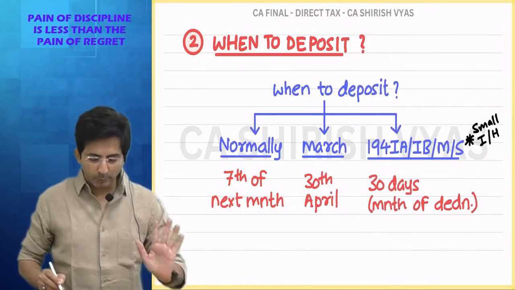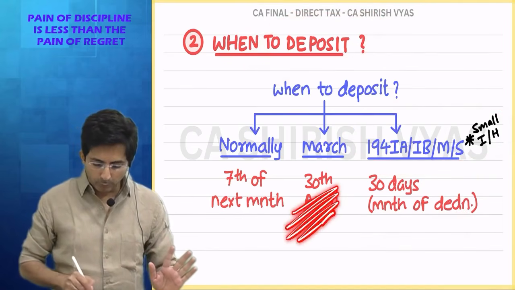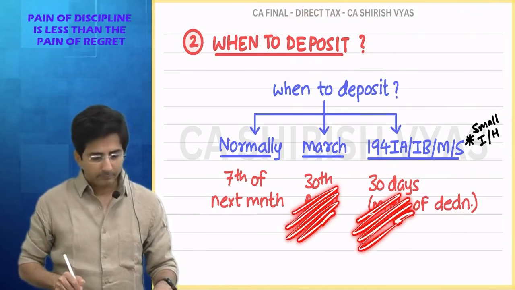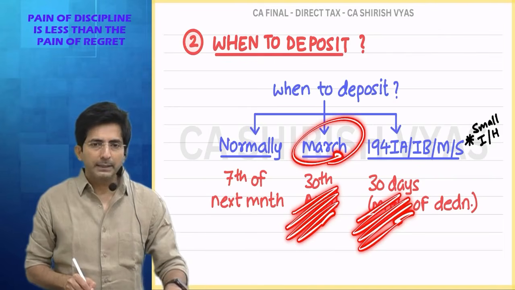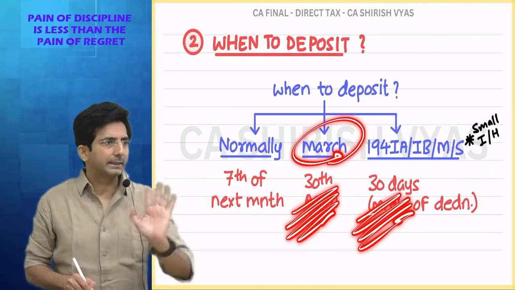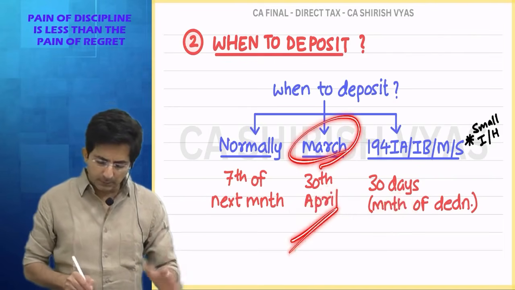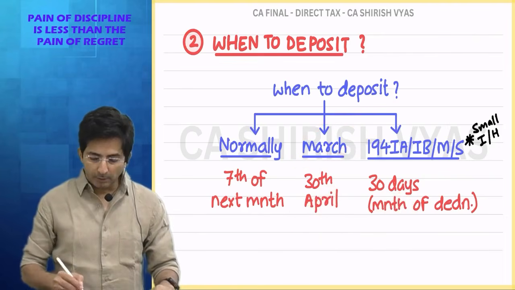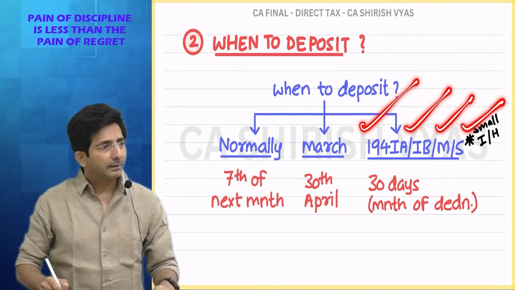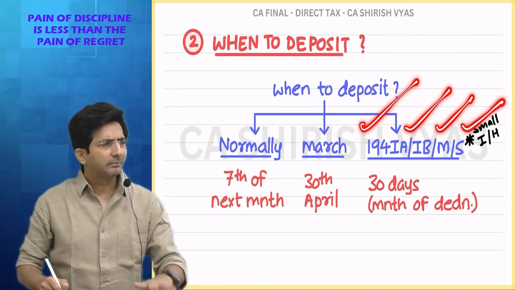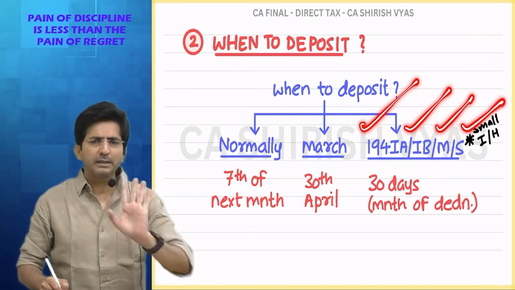The best way to remember is what you know. When will you follow the rule of 30th? For March, it's a universal rule, whether TDS is of CD, Vakra of CP or anything. For March, it is always 30th. And what about IA, IB, M and S? Here, irrespective of the month, it's always 30th of the next month.